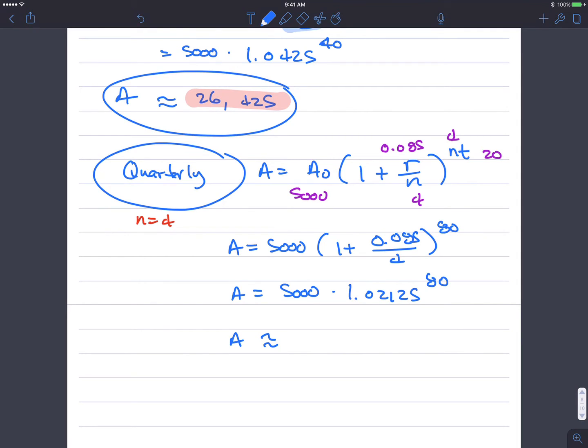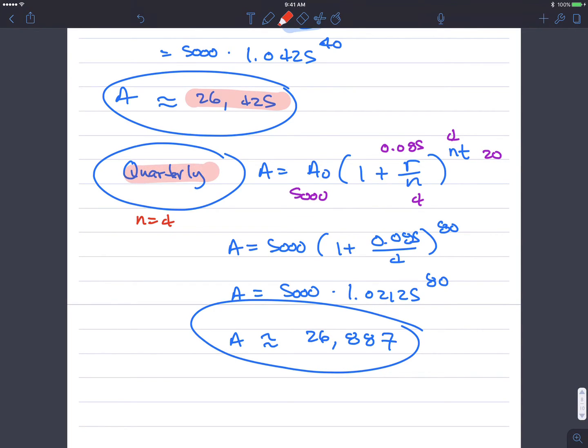And let's find out what that is. 5,000 times 1.02125 raised to the 80th power. You know what this gives us? $26,887 approximately. Let's compare. If we got our interest quarterly now, what happened to our money? Do we have more money? Yes, we did. And again, why is that? Because you're planting more seeds along the way, and that's a good deal.